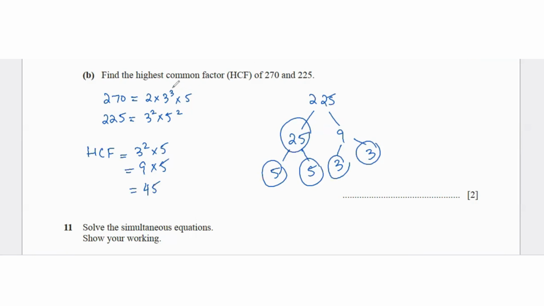You will always pick the common numbers. We're not picking 2 because there's no 2 in 225. And for 5, we're just picking 1 5 because between both the prime factors, only 1 5 is common, not 2 5s. Same applies for the 3s. There are only 2 3s common, not 3 3s.